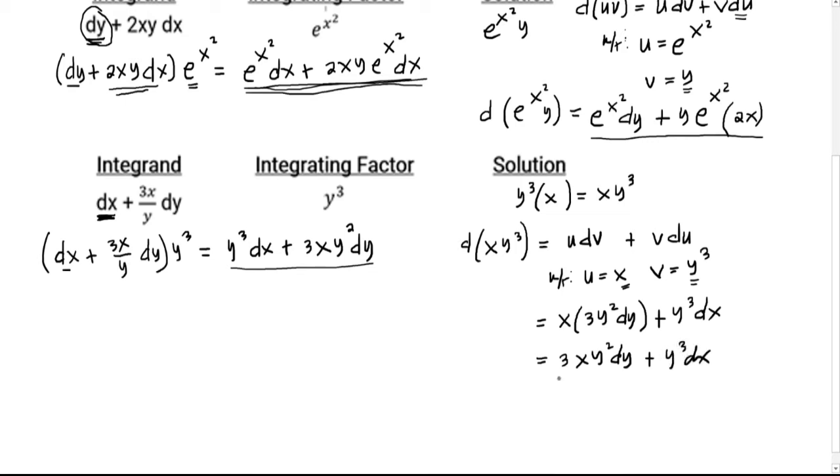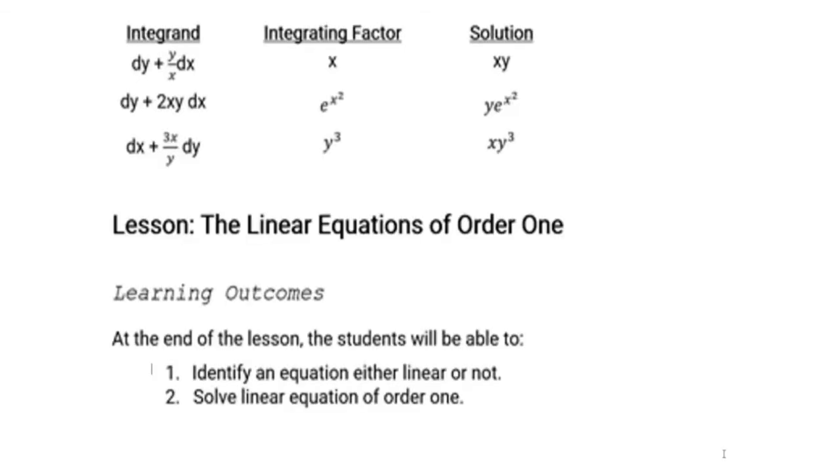As shown, our expression here is equivalent to the product of the integrand and the integrating factor. Therefore, we're able to convert the integrand into an exact expression. And take note, our solution here is the integral of x. These are the three integrands that we converted into exact equations.